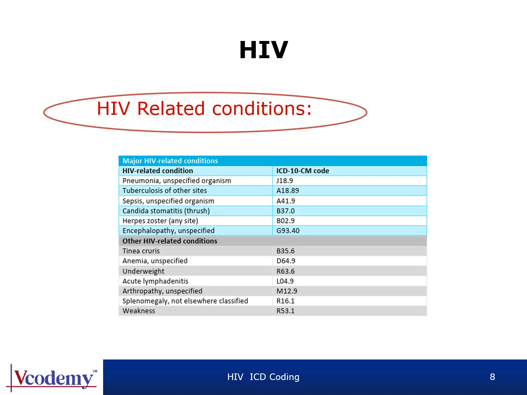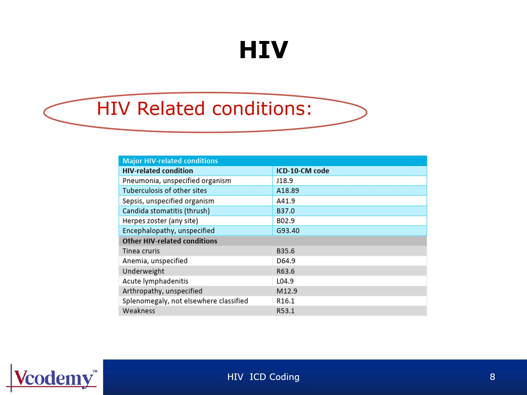So we have been talking about HIV related conditions and HIV unrelated conditions. So what are the examples of HIV related conditions? So that you understand, HIV related conditions are like pneumonia, unspecified organism J18.9, tuberculosis of other sites A18.89, sepsis, unspecified organism A41.9, candida stomatitis thrush B37.0, herpes zoster, unspecified site B02.9, encephalopathy unspecified G93.40.